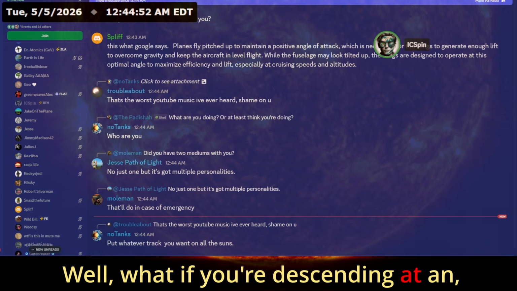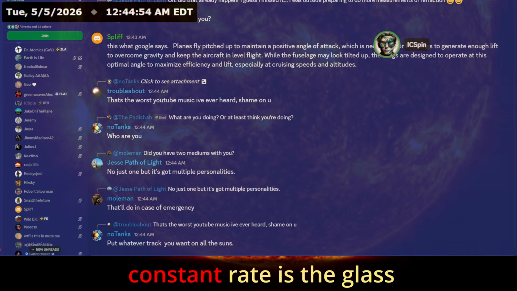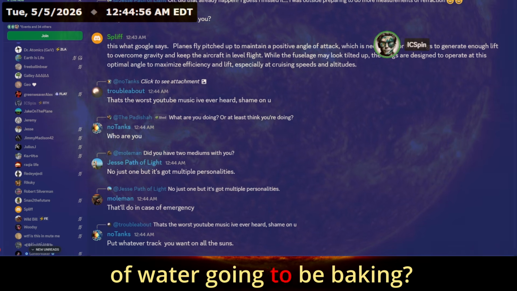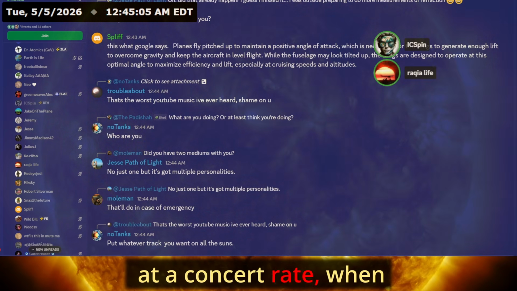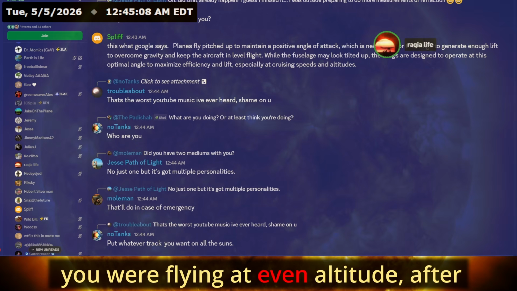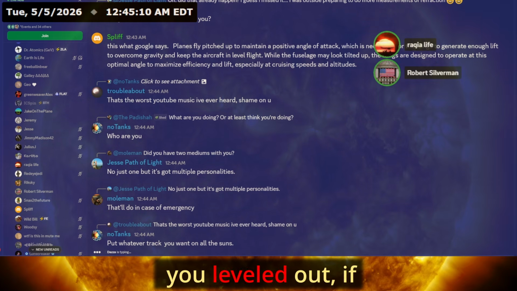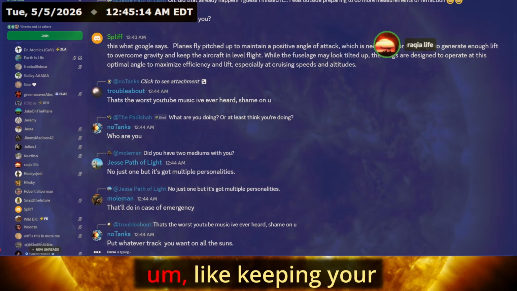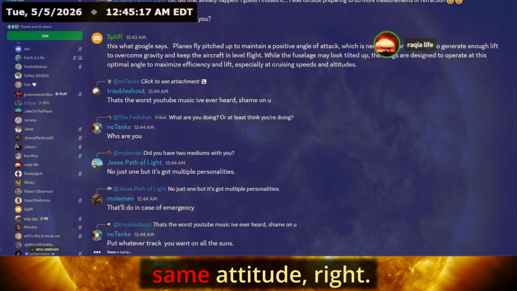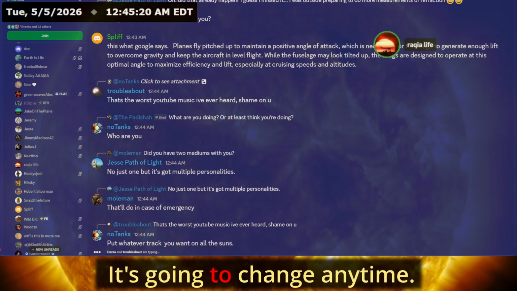But what if you're descending at a constant rate? Is the glass of water going to be shaking? In other words, if you're descending at a constant rate, it's different than when you were flying at even altitude. After you leveled out, if you put a glass of water and start descending, unless you're keeping your same attitude, it's going to change.